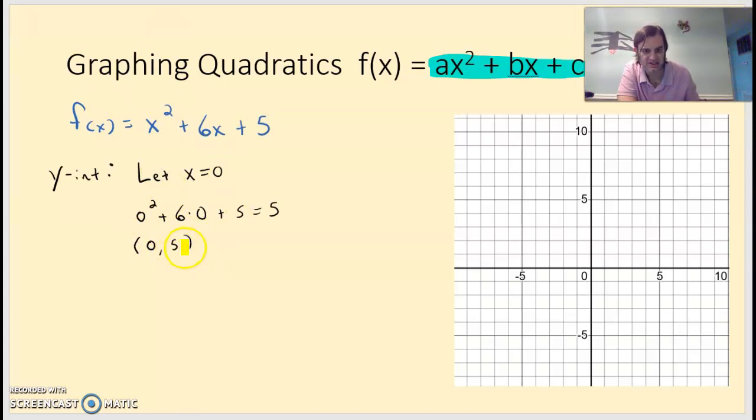So let's highlight that, and then come over here on the graph and plot it. My y-intercept is 0, 5. So I guaranteed that I was getting a point somewhere close to the origin of this graph. At least if I have an XY grid, I know I can put it somewhere. After finding the y-intercept, let's see if we can also find the x-intercept.